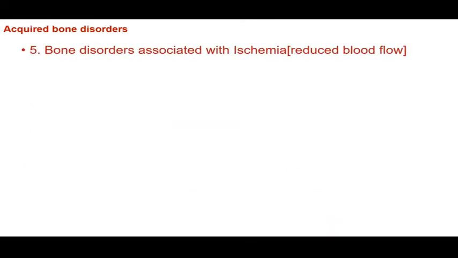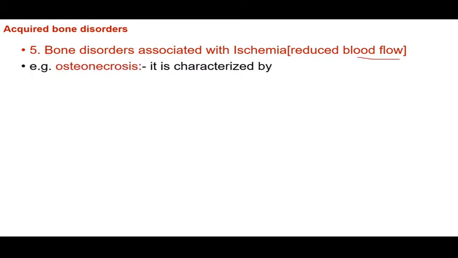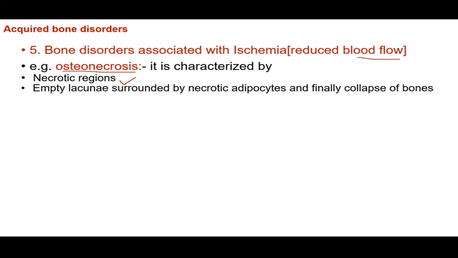Fifth are the bone disorders associated with ischemia, that means reduced blood flow. And the disease is known as osteonecrosis. Symptoms include, in the affected bones, the medullary region of the cancellous bones and marrow showing necrotic regions, appearance of empty lacunae surrounded by necrotic adipocytes, and finally collapse of bone or their fracture.